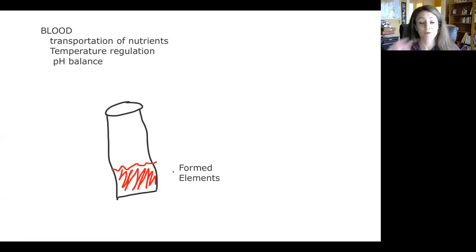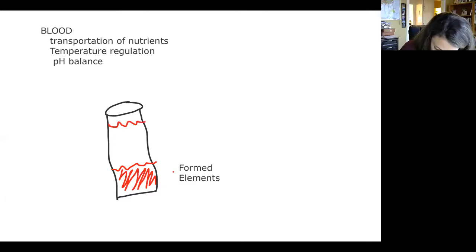Formed elements are mostly red blood cells. There are also white blood cells and platelets in there, but we're mostly concerned with red blood cells because that's what has the hemoglobin, which carries the oxygen, which is going to be related to our exercise capacity. Okay, so formed elements, mostly red blood cells. That's the thicker portion of the blood. And then the rest of the blood is plasma, which is mostly water.